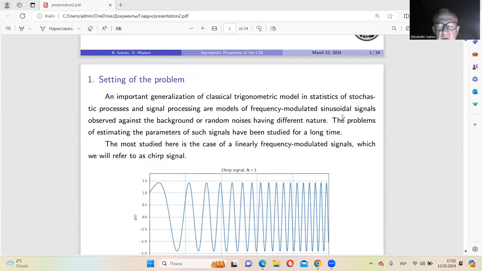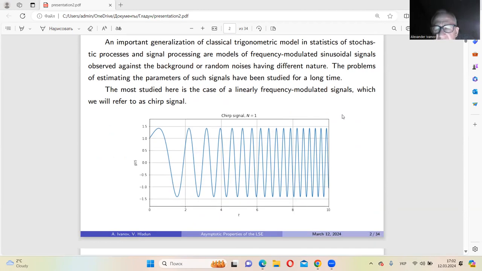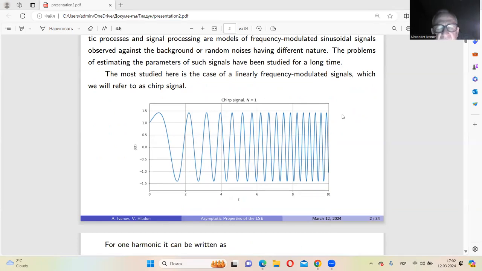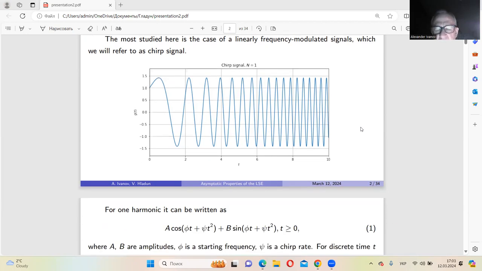Setting of the problem. An important generalization of the classical trigonometric model in statistics of stochastic processes and signal processing are models of frequency modulated sinusoidal signals observed against the background of random noises having different nature. The most studied here is the case of linearly frequency modulated signals, which we will refer to as chirp signals. This is a picture describing the form of this signal. And for one harmonic, it can be written as in formula one.